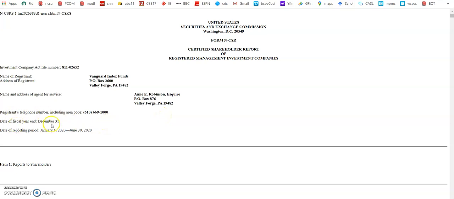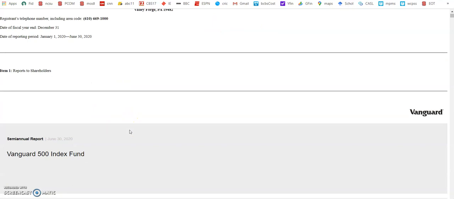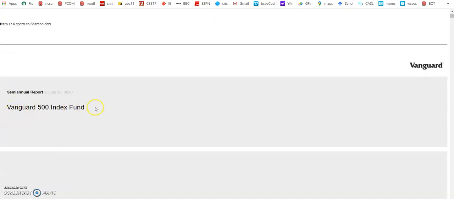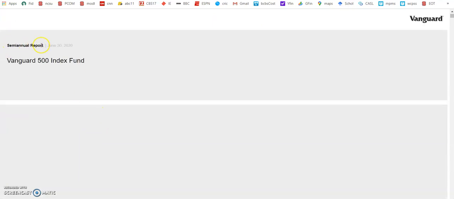This is as of December 31, the fiscal year end, but this reporting period is for the first half of 2020. They have to provide this on a semi-annual basis to their investors. So this is the Vanguard 500 Index Fund semi-annual report as of June 30th, 2020.